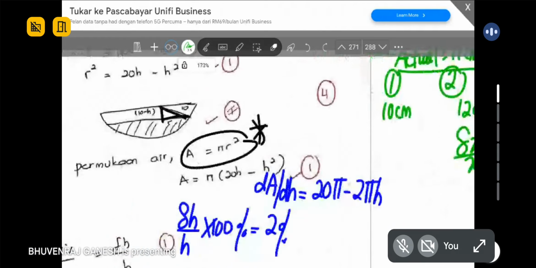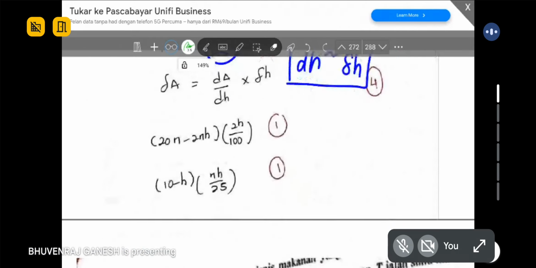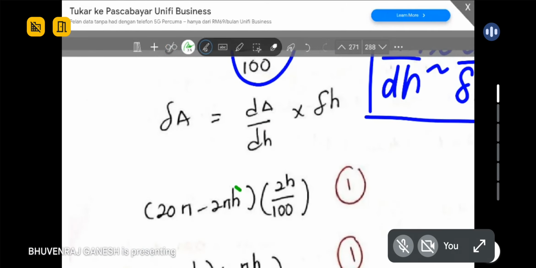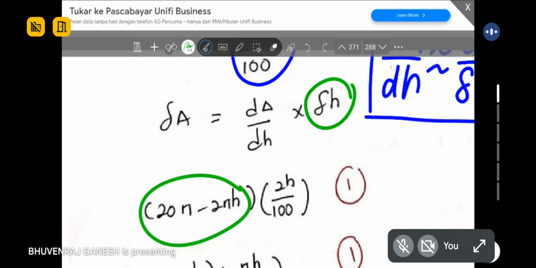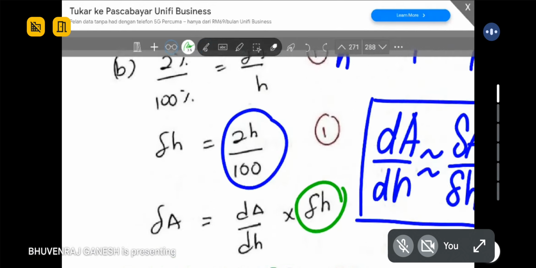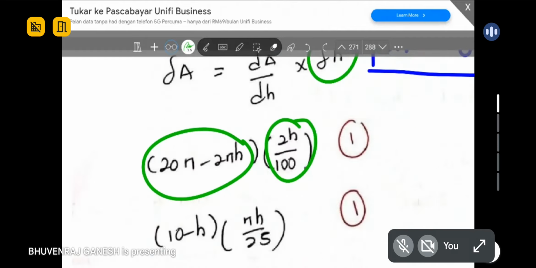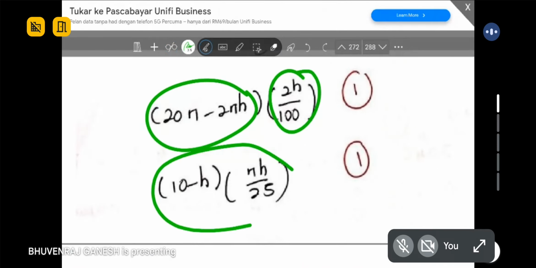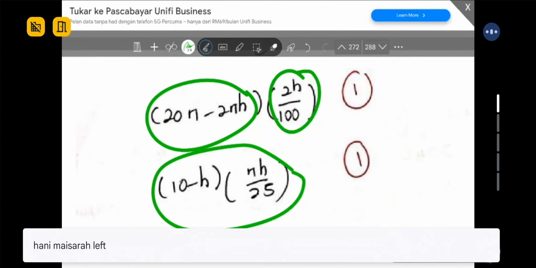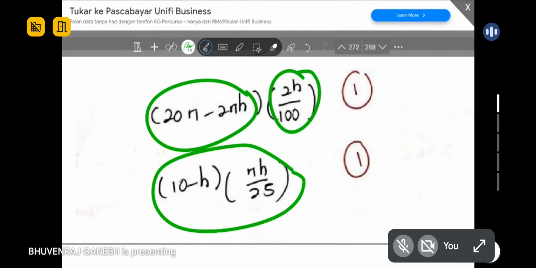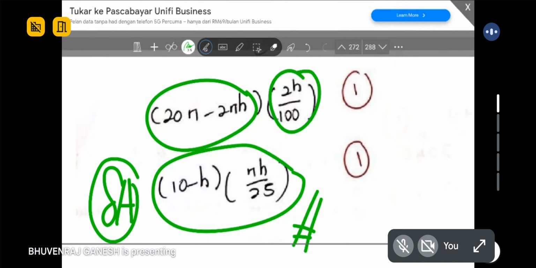Okay, so now this one, guys. 20 pi minus 2 pi h. So you differentiate dA. You guys can put over here the answer. And then delta h is 2h over 100, right? Kamu dapat tadi from the formula. So you guys just expand, kembangkan. You guys will get this as your answer. This is the final answer. Jawapan akhir. Understand, guys? How to solve it? Simple, right? So this is how you get your delta A.